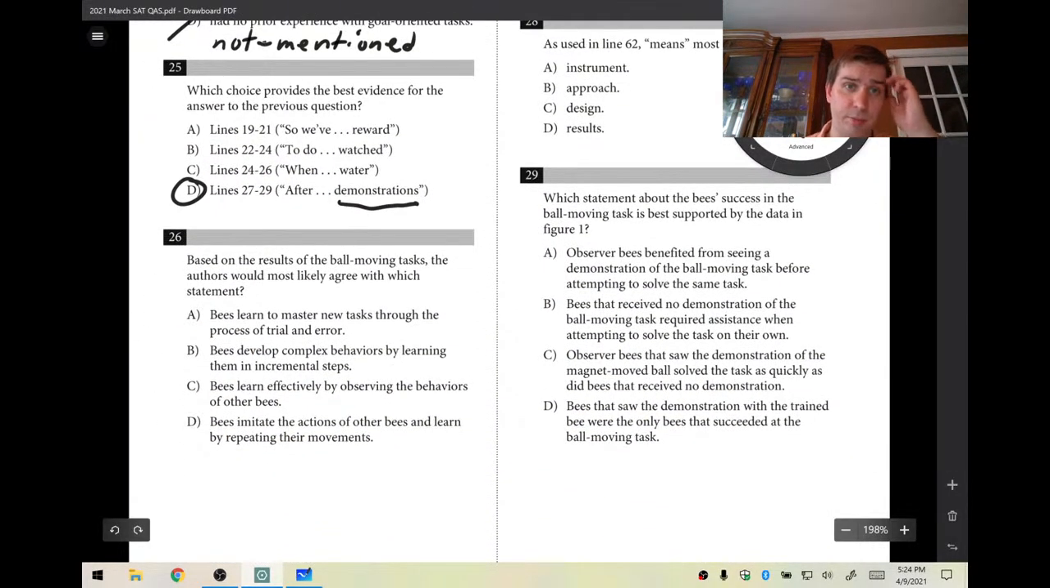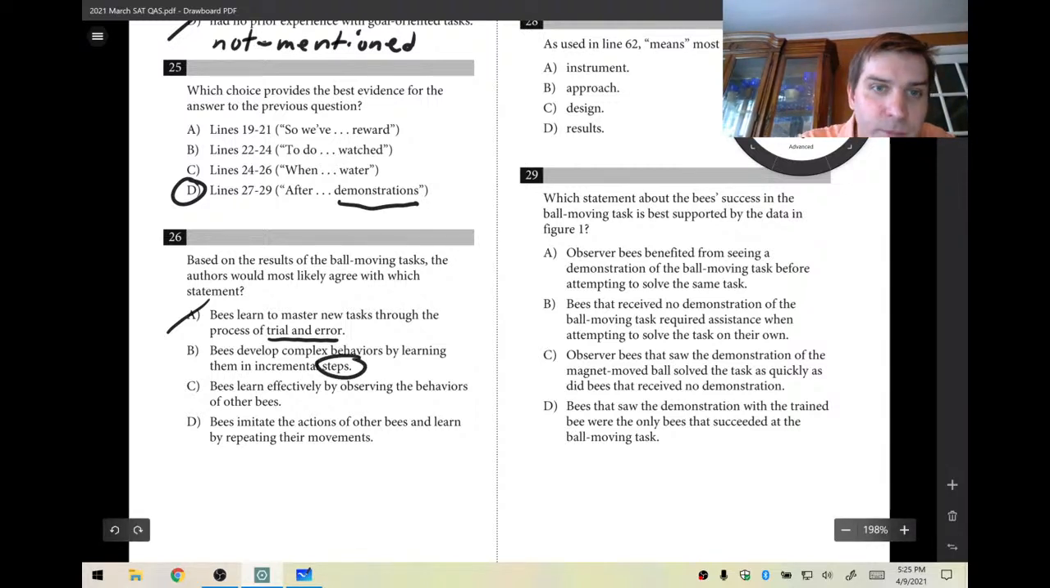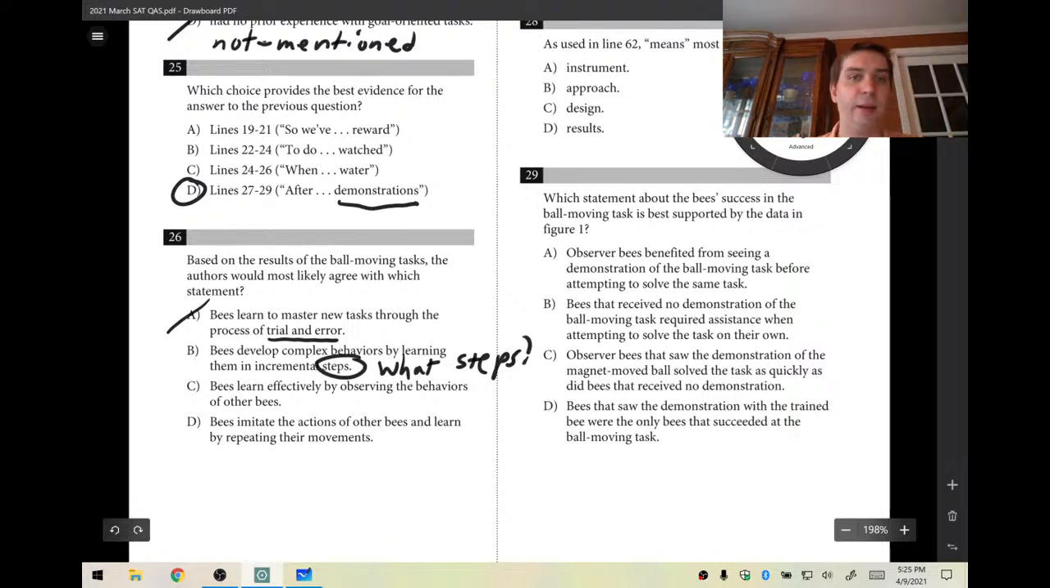26, based on the results of the ball moving tasks, the authors would most likely agree with which statement? Let's look at answer choice A. Bees learn to master new tasks through the process of trial and error. What trial and error? I don't think that's what the experiments demonstrated. Bees develop complex behaviors by learning them in incremental steps. What steps? Do we have any indication that there are steps? Nope. It's gone. It's out.